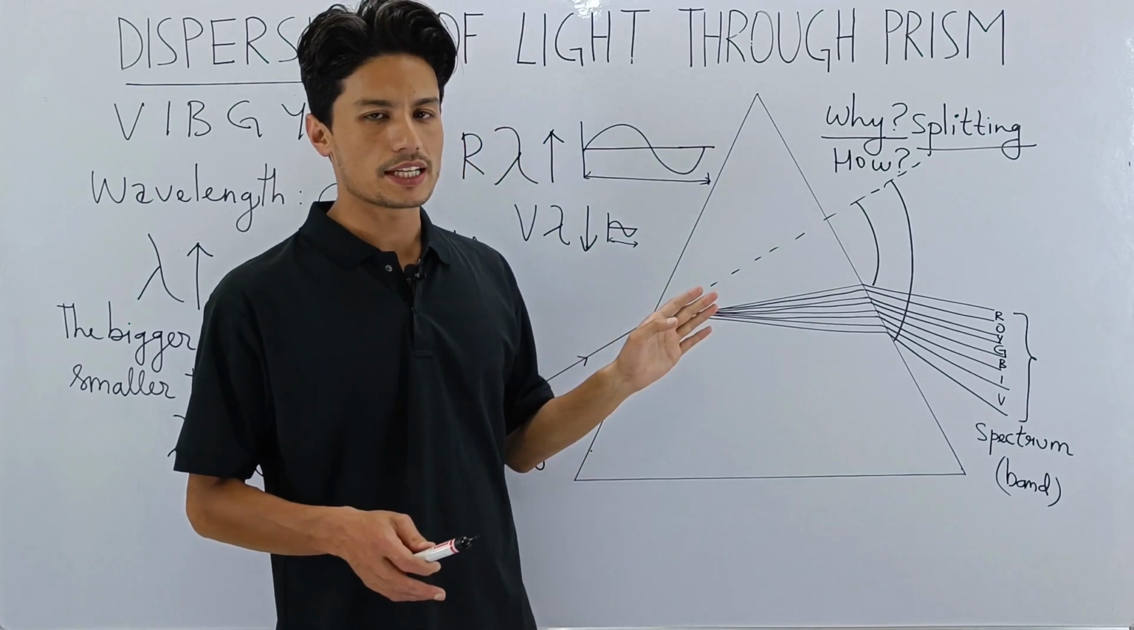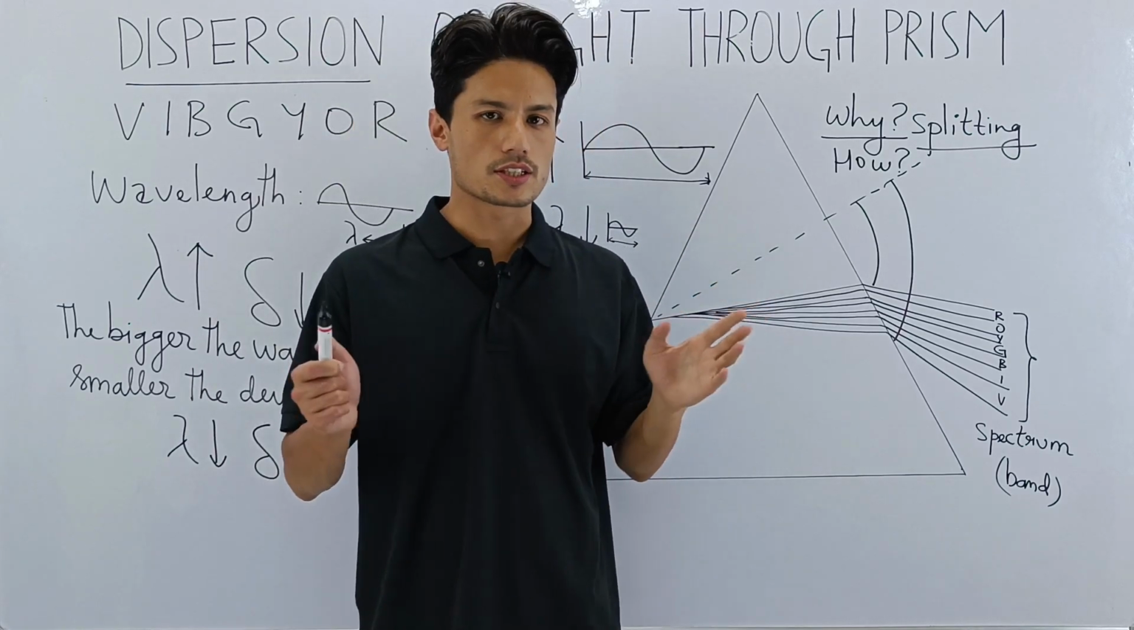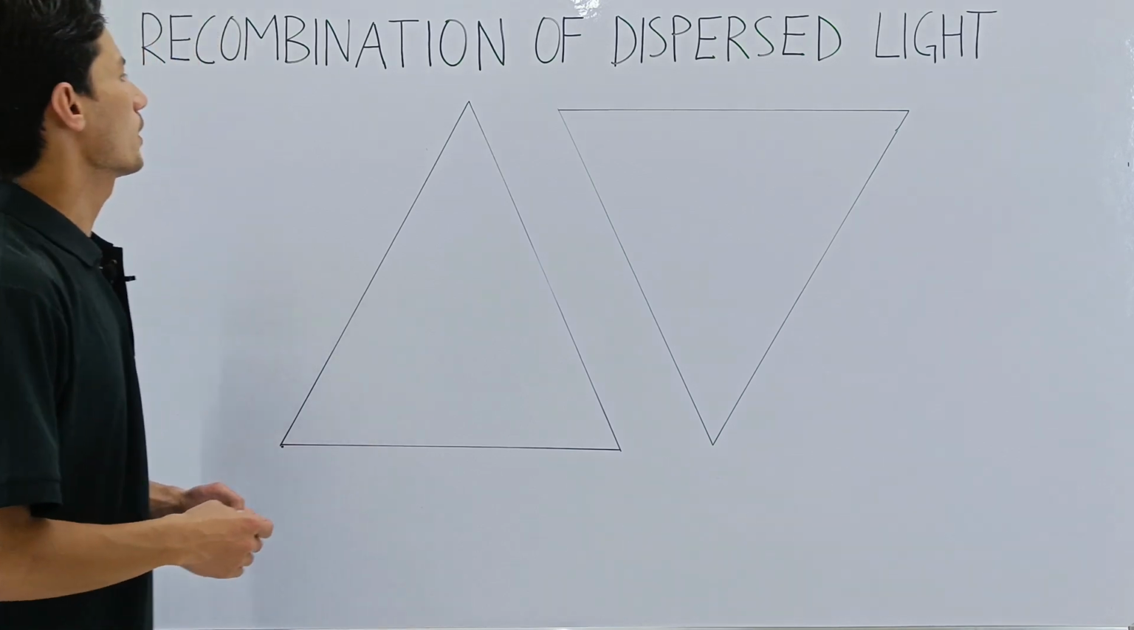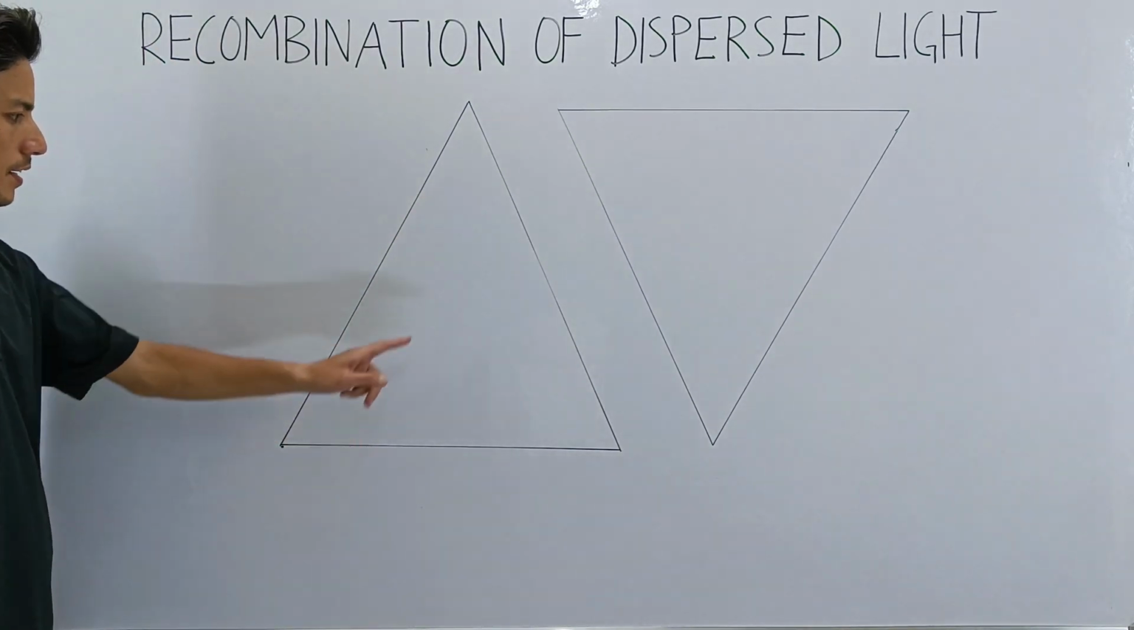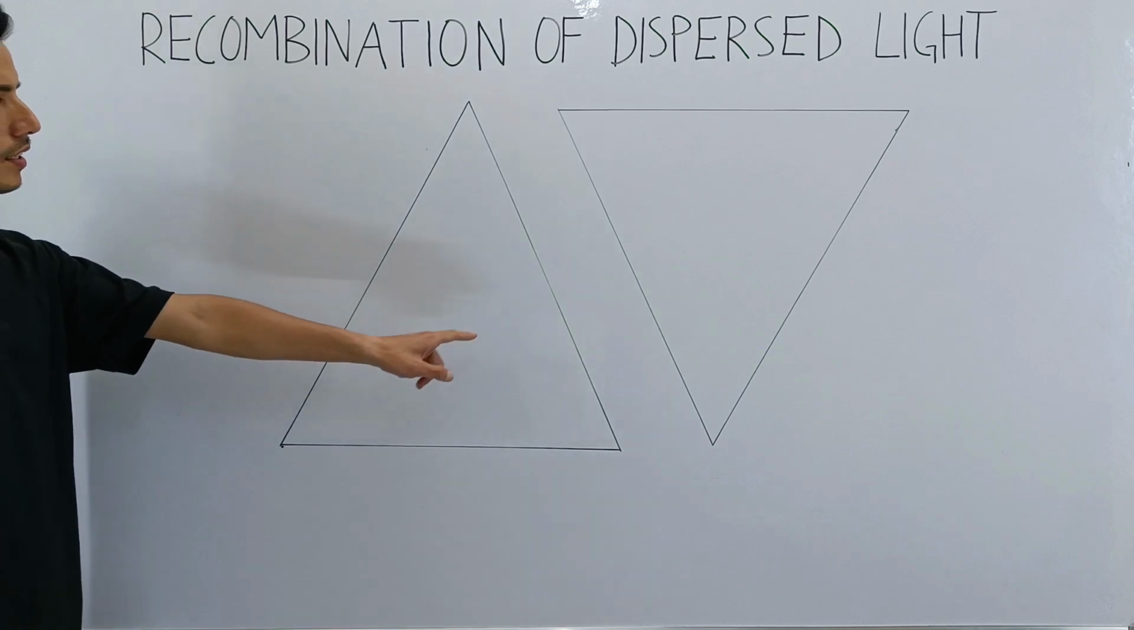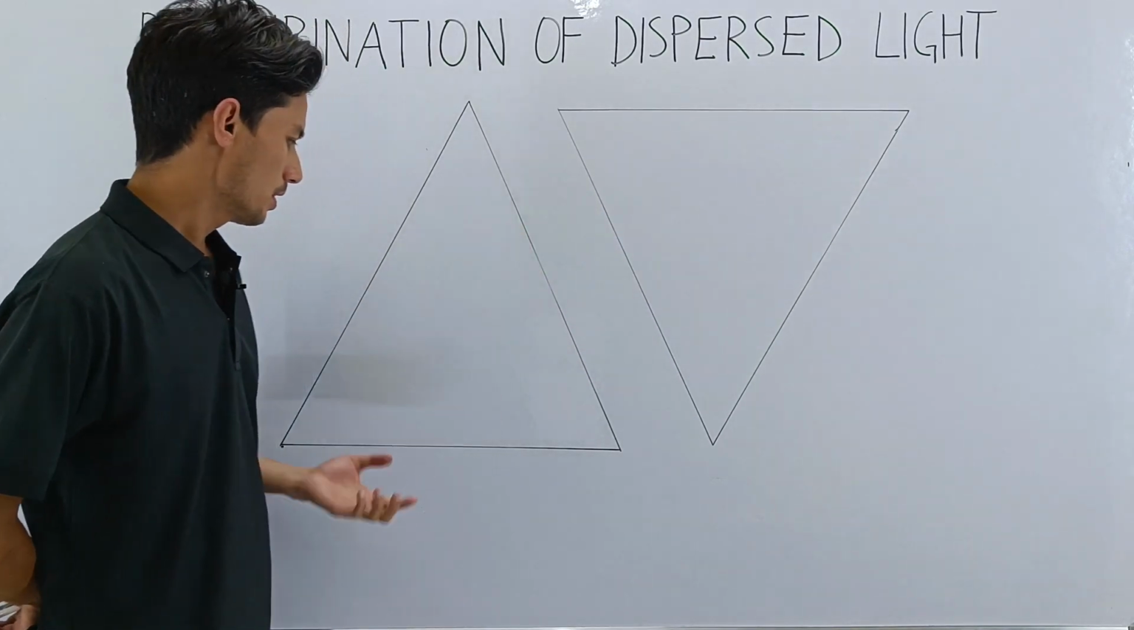So that will be the next topic. So let's start the topic now. So here it is, the 2 prisms. This is prism number 1 and this is prism number 2.